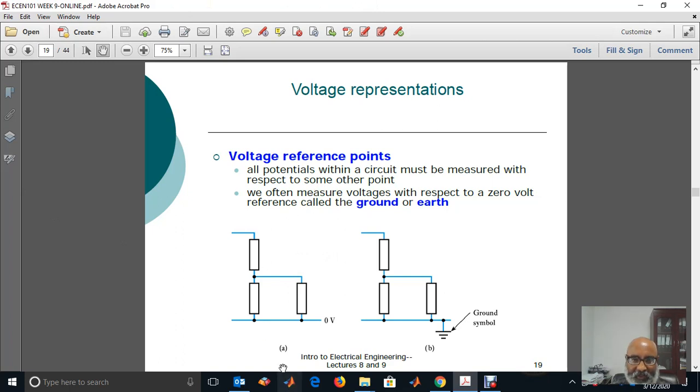Voltage representation. So when we represent voltage, we represent it with respect to a reference. And most of the time, our reference is the ground. So the ground is zero potential. And we measure the voltage with respect to the ground.